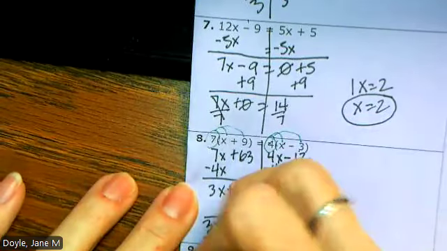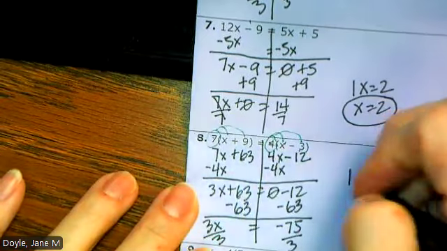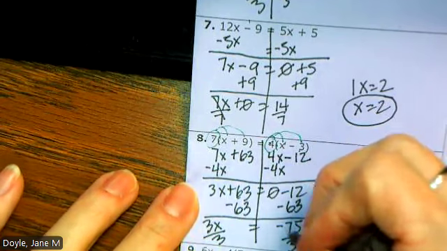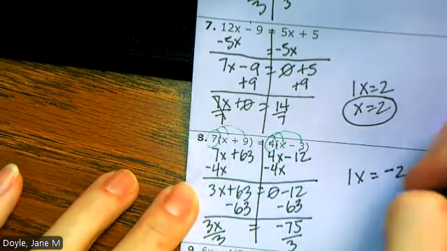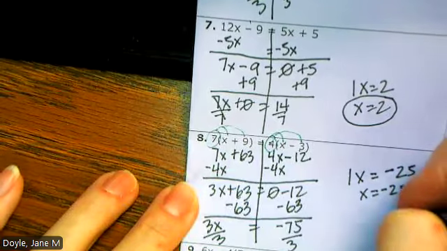-75. Last, we're multiplying by 3. We're going to divide both sides by 3. 3 divided by 3 gives us 1x. -75 divided by 3, negative divided by a positive is a negative, and 75 divided by 3 is 25, which gives us x is equal to -25.